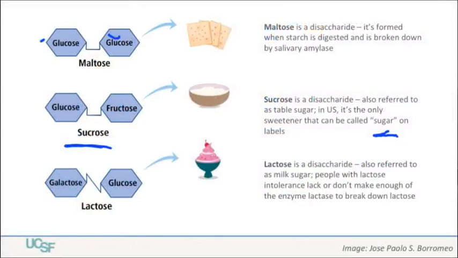And lastly, we have lactose. That's a disaccharide that we call milk sugar. You see a picture of ice cream here. For people that have lactose intolerance, it means that they lack the enzyme required to break down the sugar lactose.